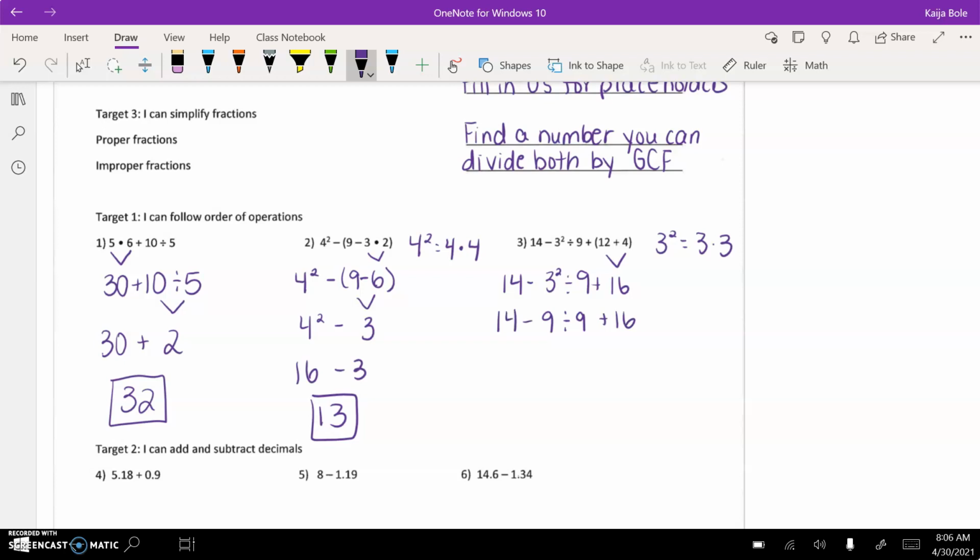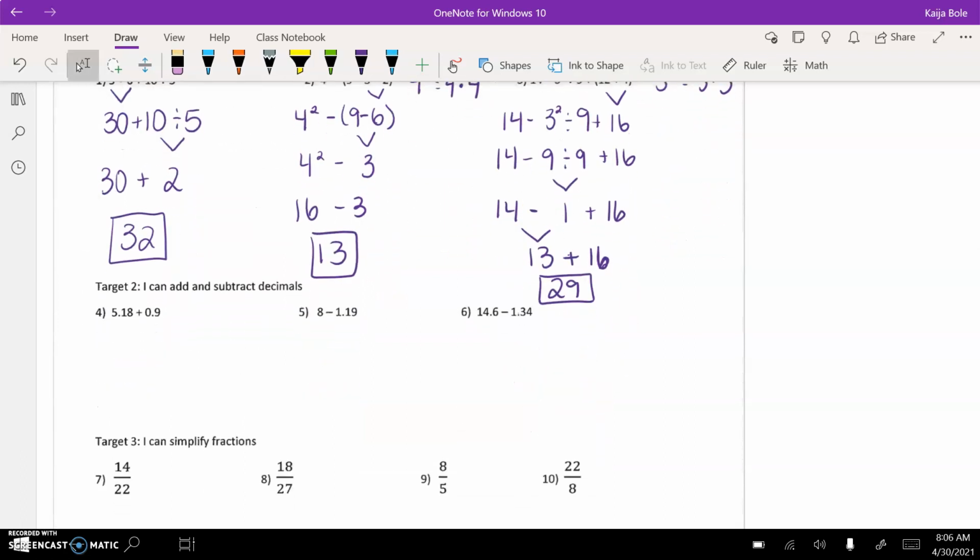Done with exponents. On multiply and divide, well, I've got some dividing. So 9 divided by 9 is 1. Bring down everything else. And now I have adding and subtracting. If I have both, I go left to right. So 14 minus 1 is 13 plus the 16. So then I'm left with 29. 13 plus 16. Okay, so notice how I'm moving down. Everything comes with me. There are no equal signs.